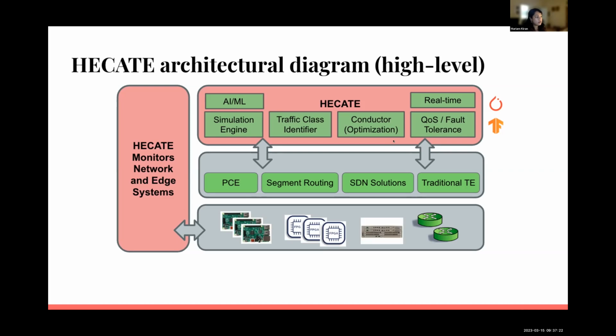This tries to identify if it's an elephant flow or a mice flow and can do per class optimization. The conductor, as we're calling it, is the one which does the optimization. And then in the future, we want to put in real time and fault tolerance. So these are future aspects. A lot of this work is developed using PyTorch. We're still working on this. That particular element of Hecate can then connect to PCE segment routing and also other SDN solutions, which can then essentially go and make changes on the network.